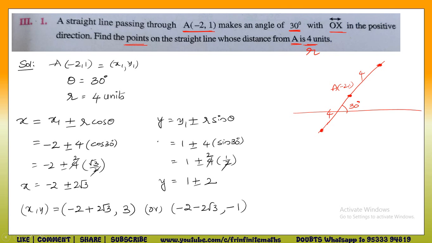So these 2 points are obtained when we consider plus once and minus the other time, right? These two are nothing but the points which are at a distance of 4 units from the given point A and on that straight line.